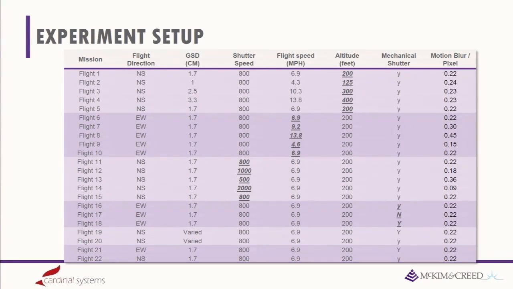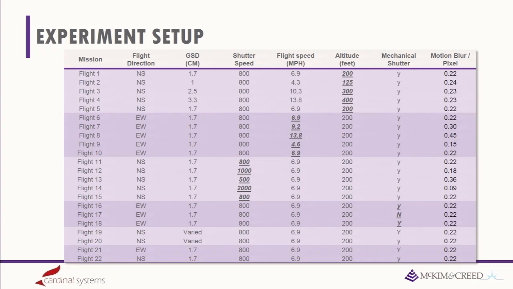narrowed it down to a reasonable amount of flights, 22 flights, where we tested different variables. So first we wanted to see what the correlation was for altitude. Then we wanted to see what effect the flight speed has on it. And over here you can see the estimated motion blur based on those things. Then shutter speed, similarly affecting our motion blur. And then this parameter right here, mechanical shutter.